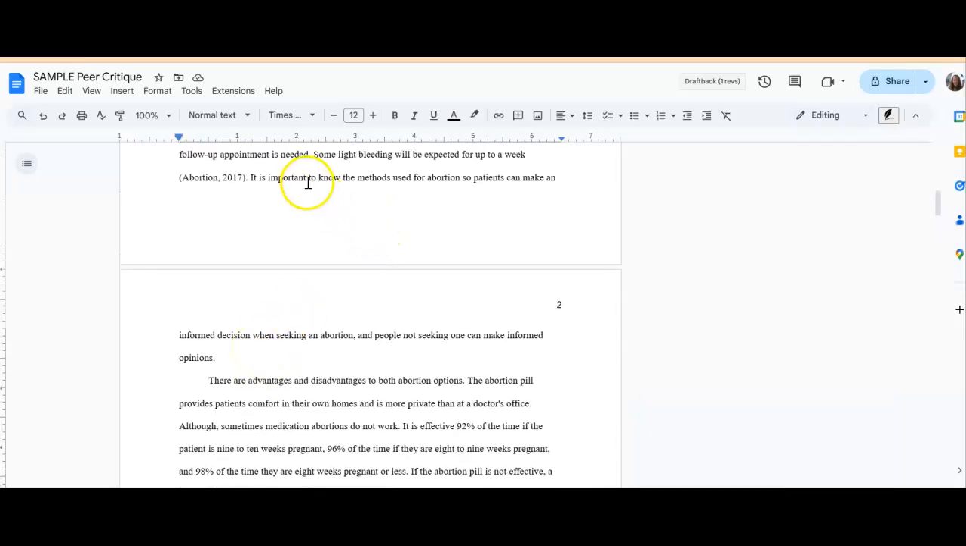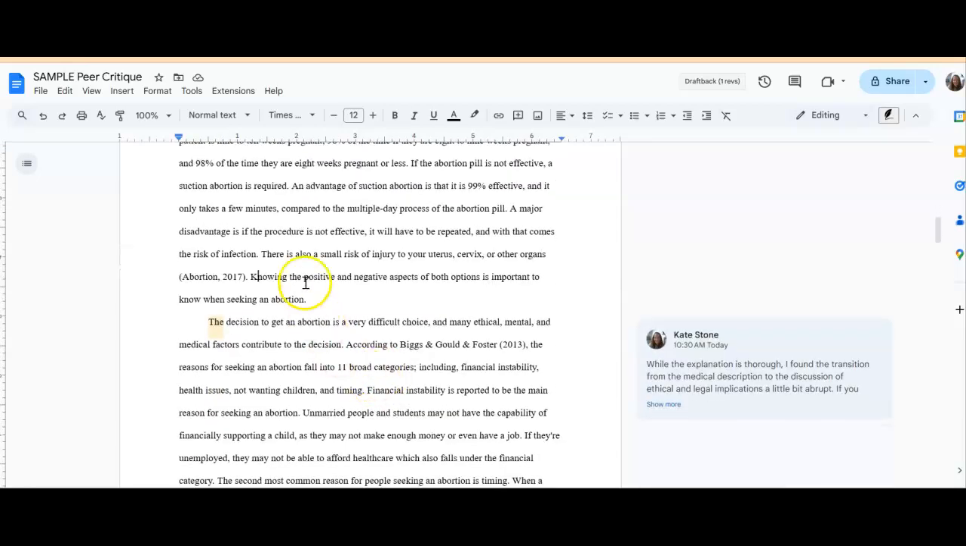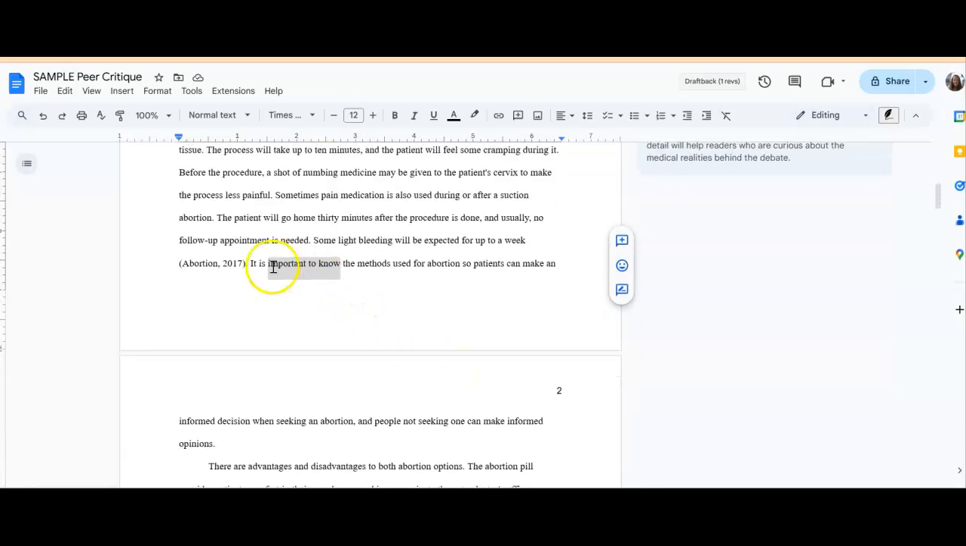So this one said, it's important to know the methods used for abortion so patients can make an informed decision. Down here, knowing the positive and negative aspects of both options is important to know when seeking an abortion. So one of my biggest critiques here is that their transition sentences at the ends of both paragraphs, at least in these two paragraphs, look very similar. So maybe they want to add a little more variety. When I see phrases that are repeated, I like to highlight them, especially if they're ones that I don't think help the essay.